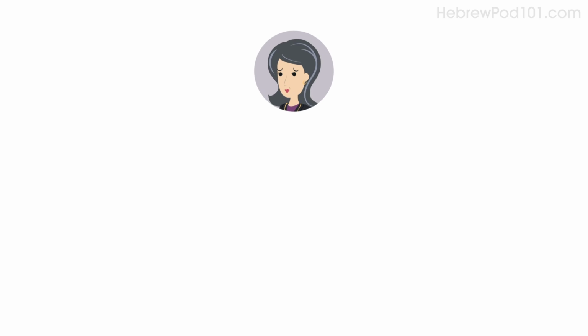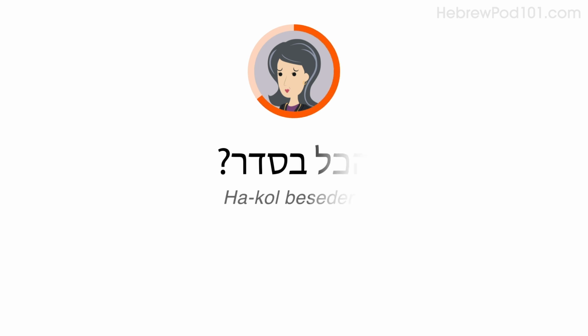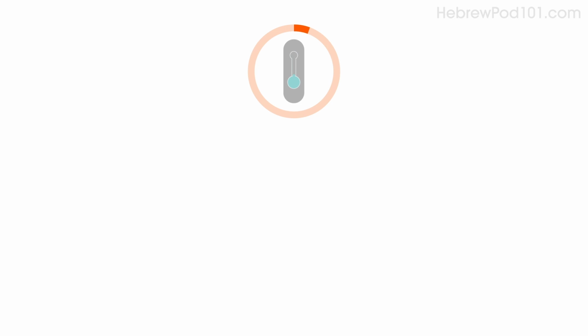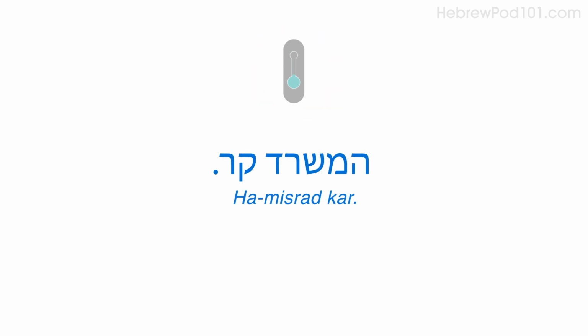Okay, now it's your turn. Do you remember how to say, "What's the matter?" הכל בסדר? Imagine the office is cold. Do you remember how to say cold? קר. Say, the office is cold. המשרד קר. Now answer the question saying the office is cold. הכל בסדר? המשרד קר.